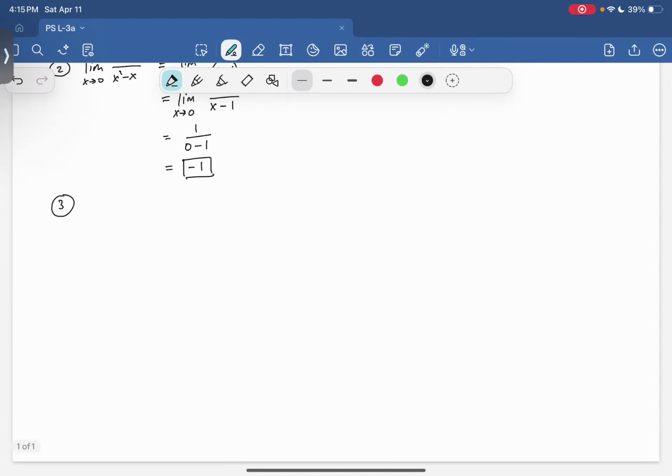Three, the limit as x approaches 3 of square root x plus 6 over x plus 2. Here we can just directly plug in x equals 3, right? And we're going to get square root 9 over 5, which is 3/5.